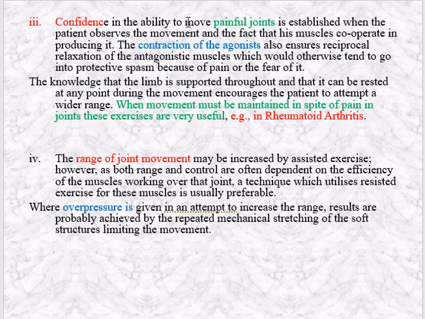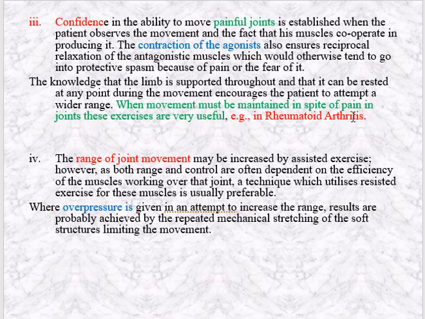Confidence in the ability to move the painful joint is established when the patient observes the movement and the fact that muscles cooperate in producing it. The contraction of the agonist also ensures reciprocal relaxation of the antagonistic muscles, which would otherwise tend to go into protective spasm because of pain or fear of it. Knowledge that the limb is supported throughout, and that it can be rested at any point during the movement, encourages the patient to attempt a wide range.